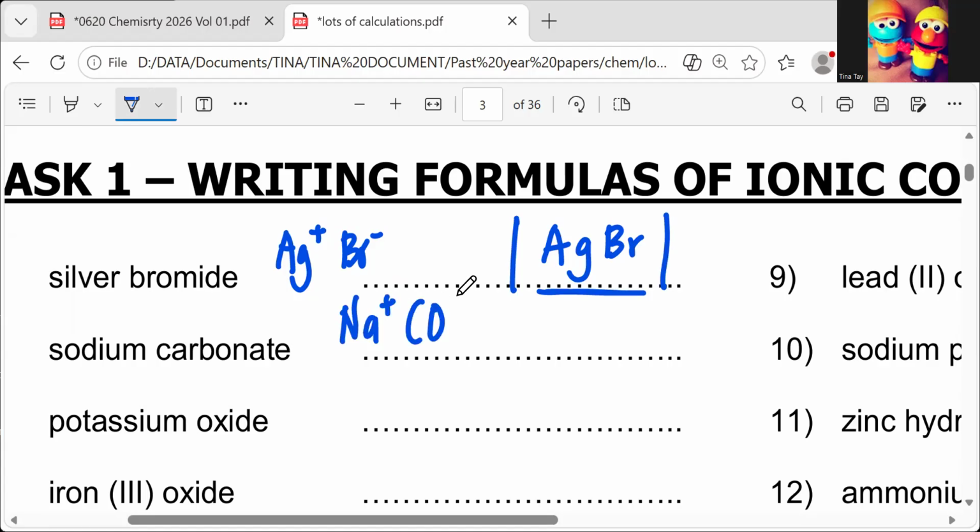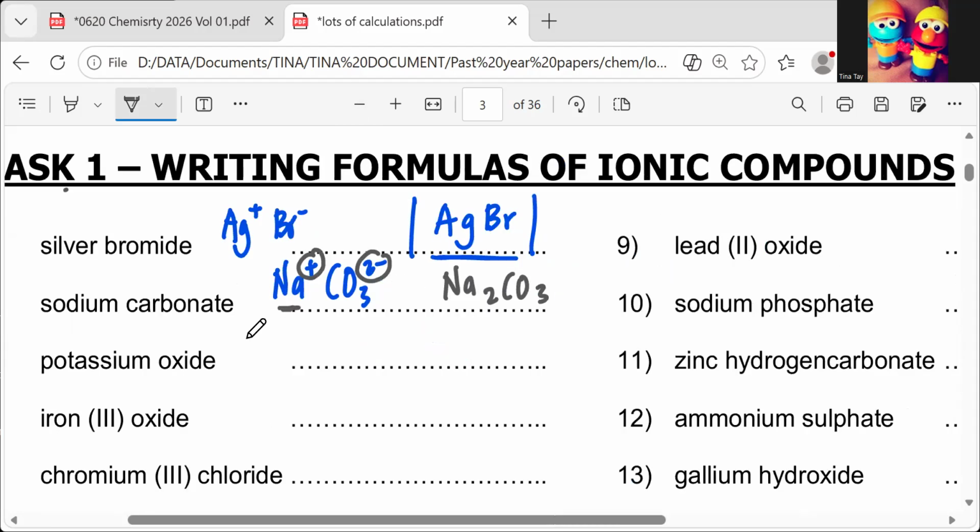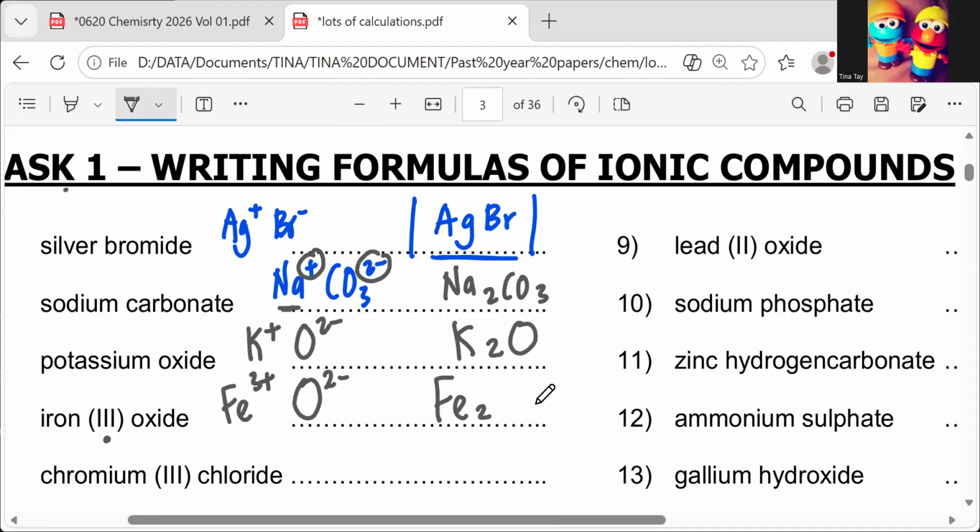Sodium carbonate. Okay, now this is one, this is two, right? This one, sodium is only one element. It's not two elements. So you just need to write Na2CO3 like that. Okay? Potassium oxide, K2O. Did you get it correct? Yeah. So this is iron 3 oxide. Fe3+, O2-. So it's Fe2O3.